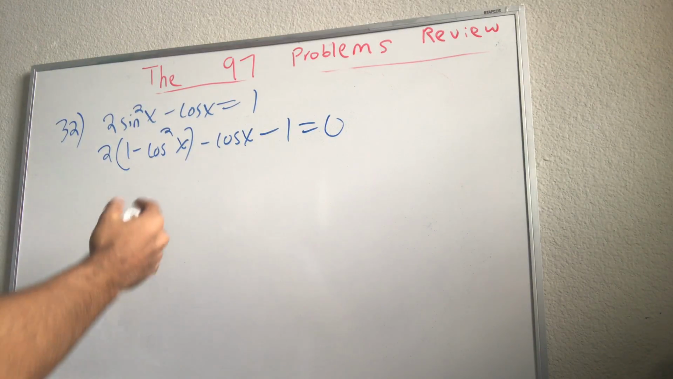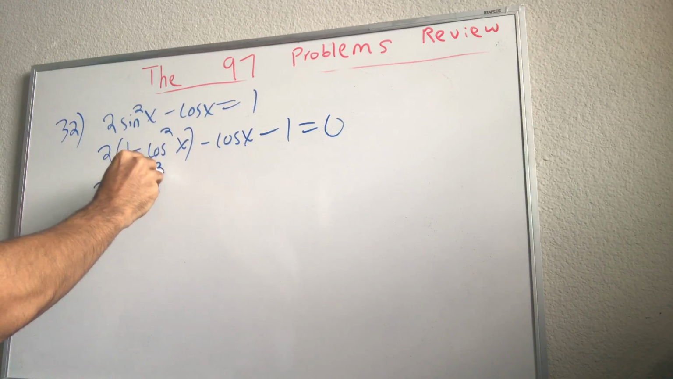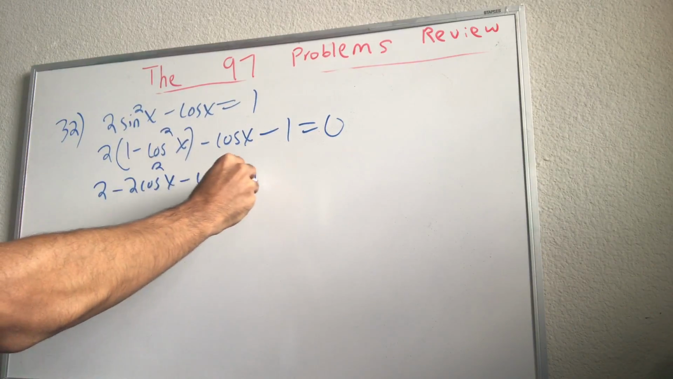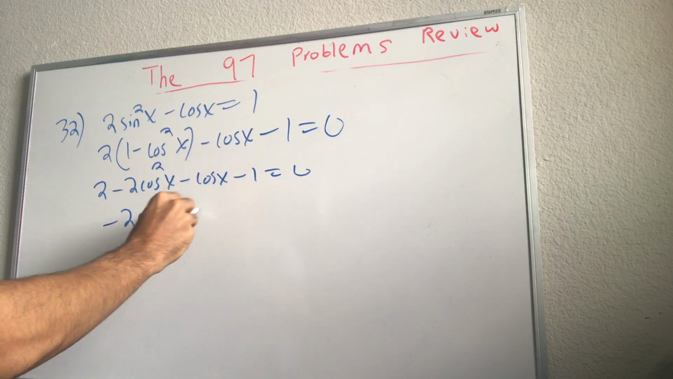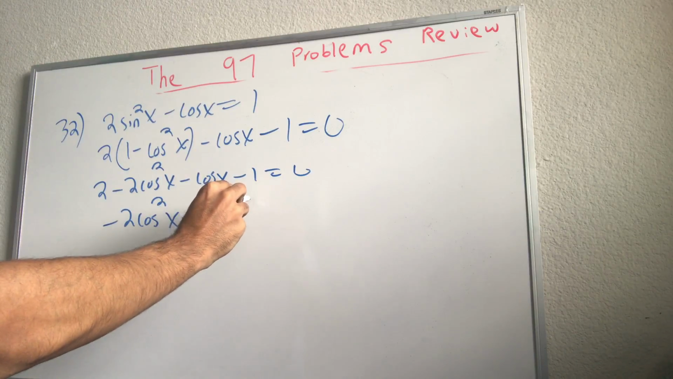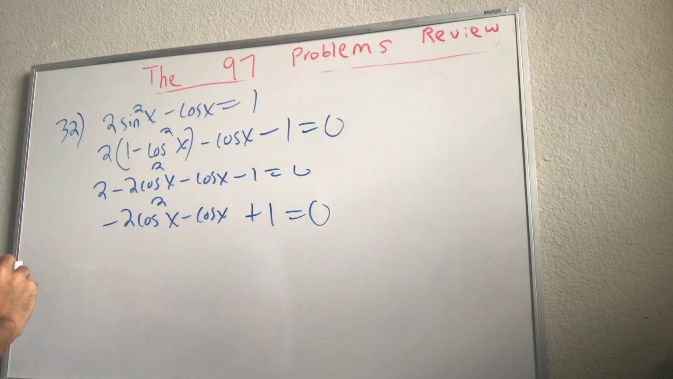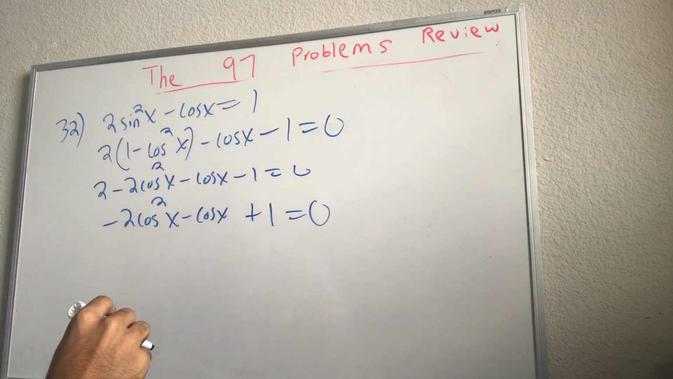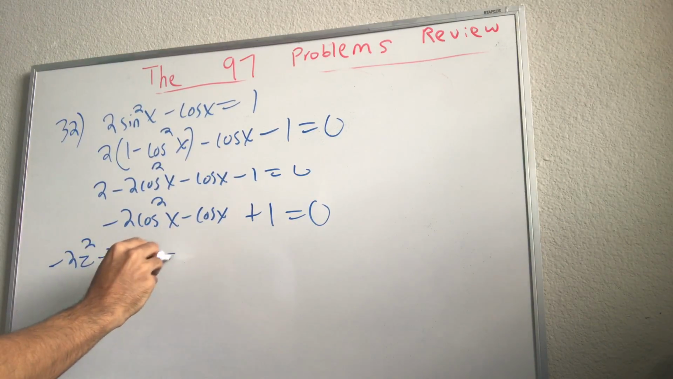So we can further solve this and we get 2 minus 2 cosine squared x minus cosine x minus 1 is equal to 0. So that's just minus 2 cosine squared x minus cosine x, and then we have plus 1 is equal to 0. And so again, you can just factor this out as you would. If you want, you can say cosine of x is some variable such as z, and then you can say negative 2z squared minus z plus 1 is equal to 0, right?